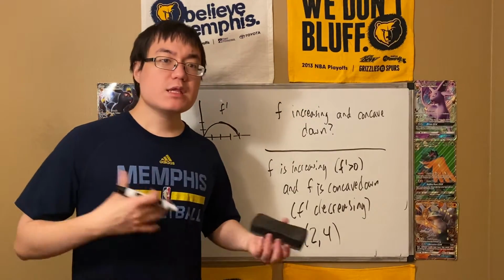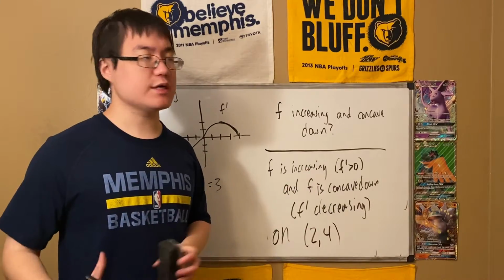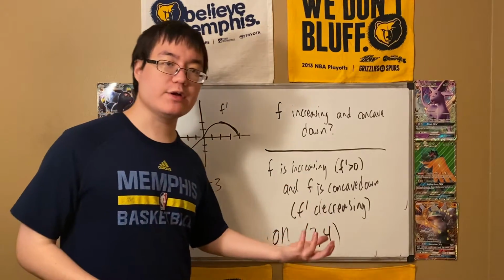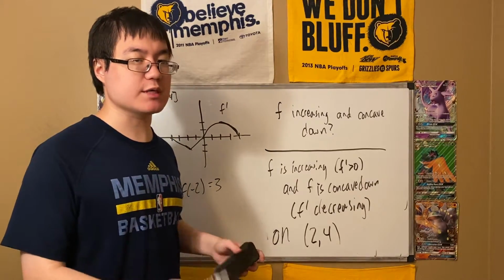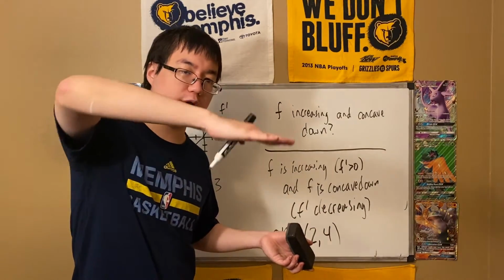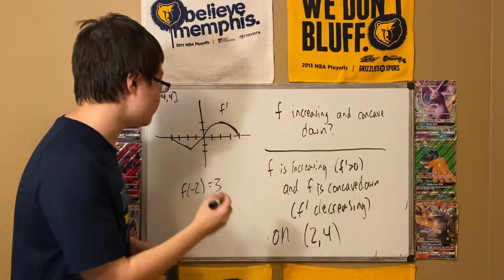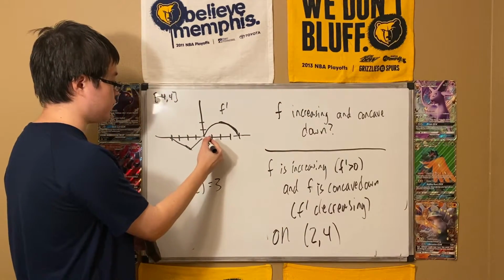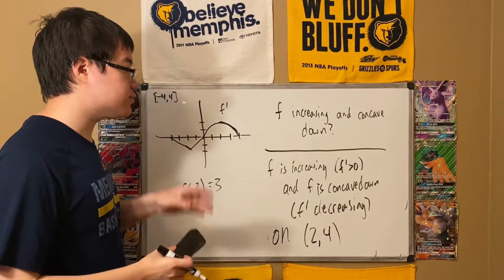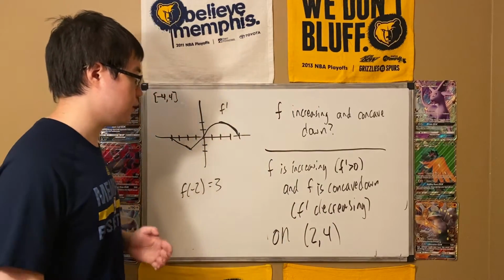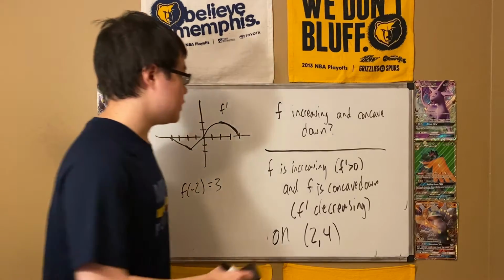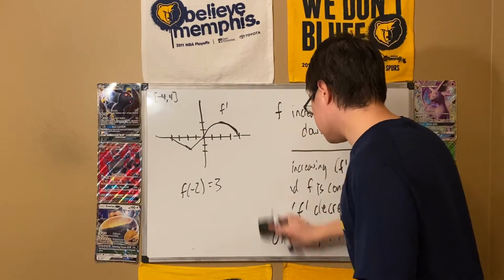Finally, if they ask the question, where is f decreasing and concave up? Well, f would be decreasing when f prime is negative. F would be concave up when f prime is increasing. So you'd be looking for things underneath the x-axis but still going up. So in that case, it'd be from negative to 0. But hopefully you can see that as we're doing this, even if they're combining these questions, it still isn't the worst question in the world. So let's move on. So we're going to erase this.